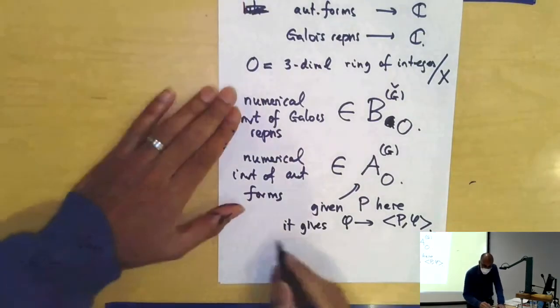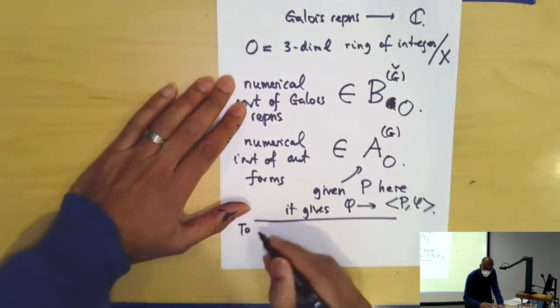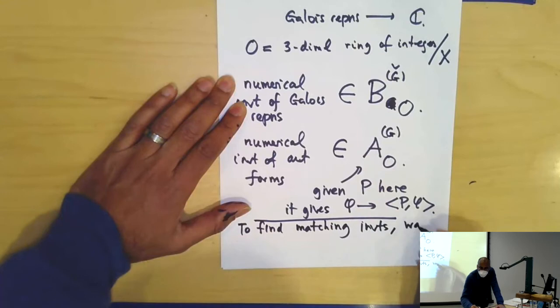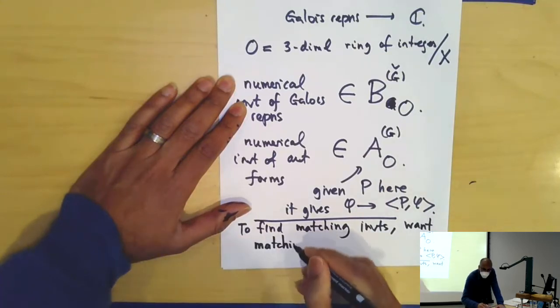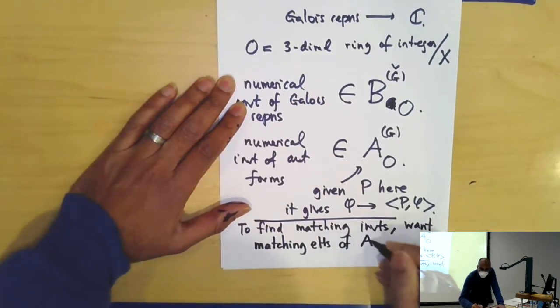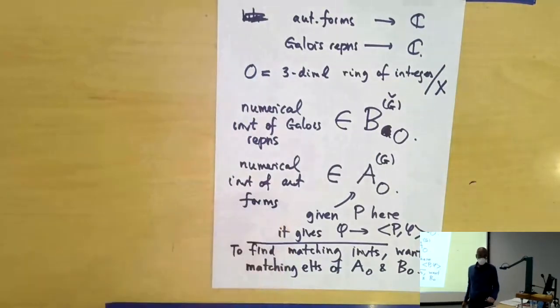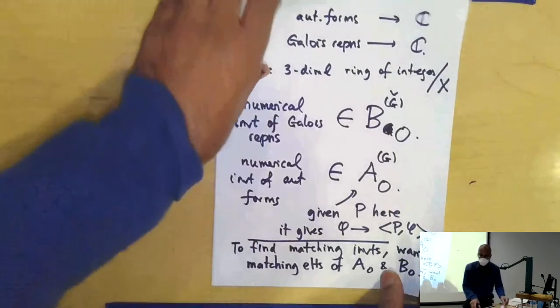Okay, so in other words, to find matching invariants, it means you want to find matching elements of A_O and B_O. The Langlands correspondence is saying there's a bijection of vector spaces. We want a class of specific elements inside those vector spaces that match for all inputs. Again, this notion is useful to try to find at all levels at once, and it has also occurred inside the study of quantum field theory.